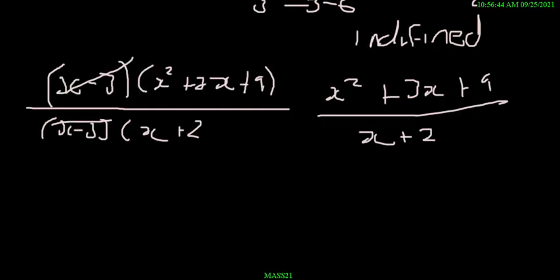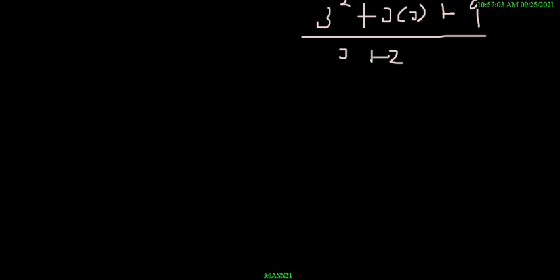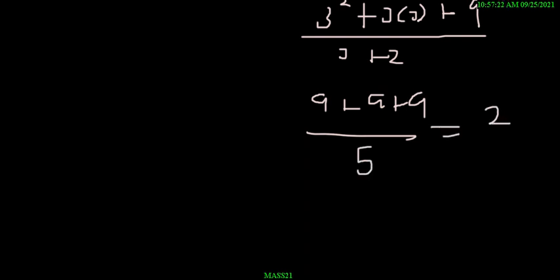And then we can now put the 3 there, making it 3 squared plus 3 times 3 plus 9, over 3 plus 2. That becomes 9 plus 9 plus 9 over 5, and this is equal to 27 over 5.